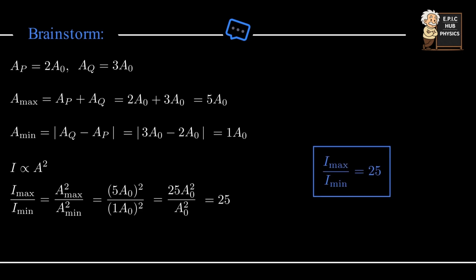What did we do? We wanted the ratio of maximum to minimum intensity. First, we found the maximum and minimum resultant amplitudes using the principle of superposition. Then, we converted these amplitudes into intensities by squaring them, and finally formed the ratio.